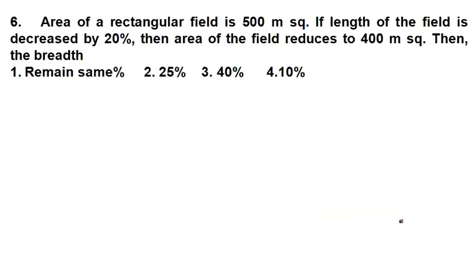Okay, this is the same question. No, wait. Okay, there's a data change. Before it was 500, now it is 400. Okay, data change. Okay, do it. Area is length into breadth. Area is given as 500 and length got reduced by 20%. 20% got reduced means it will become 400.